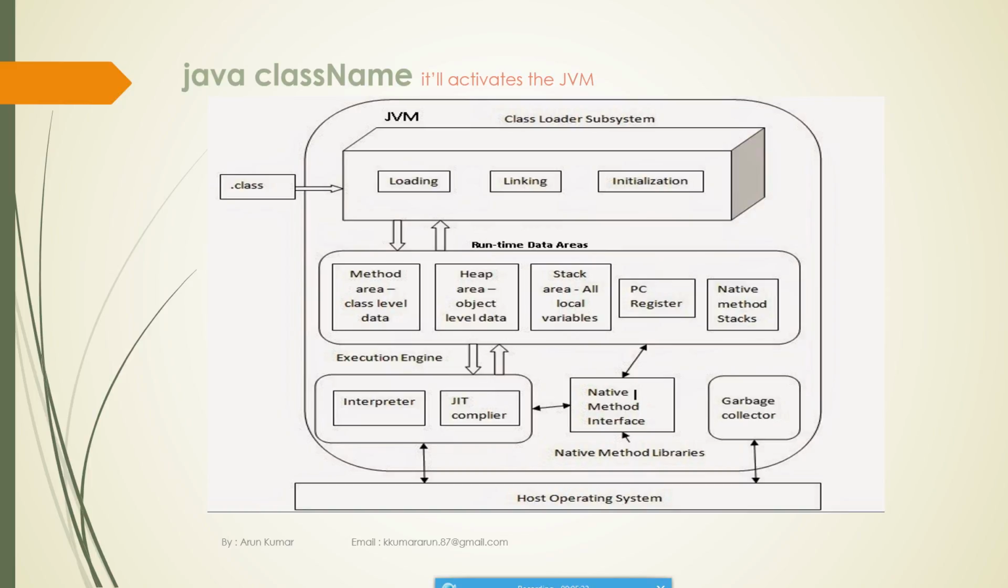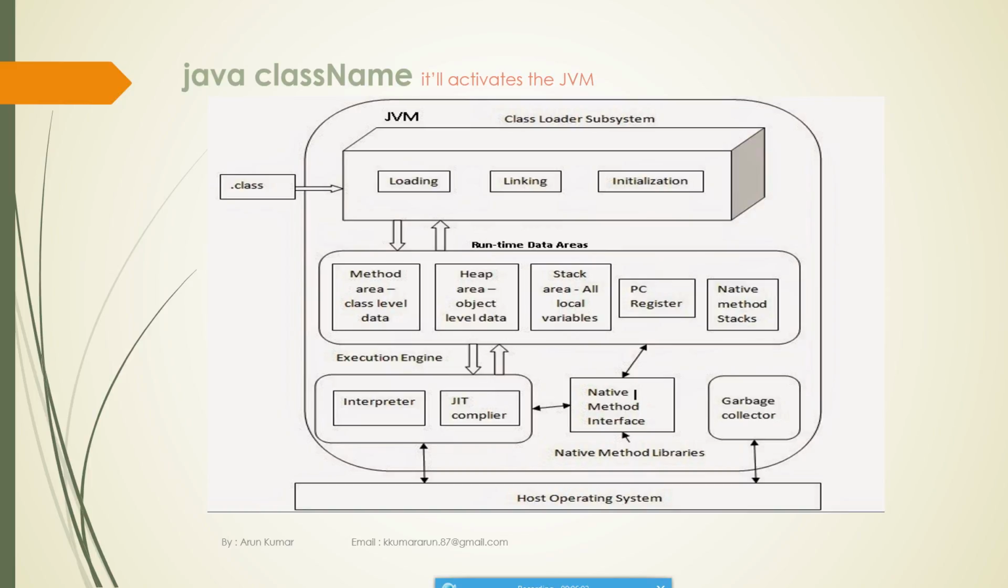The extension class loader, which is also inside the class loader subsystem, loads the classes present inside the ext folder, jre lib ext. There are some basic files which are required for your core Java program. Then after linking, it's divided into three parts: verify, prepare and resolve.